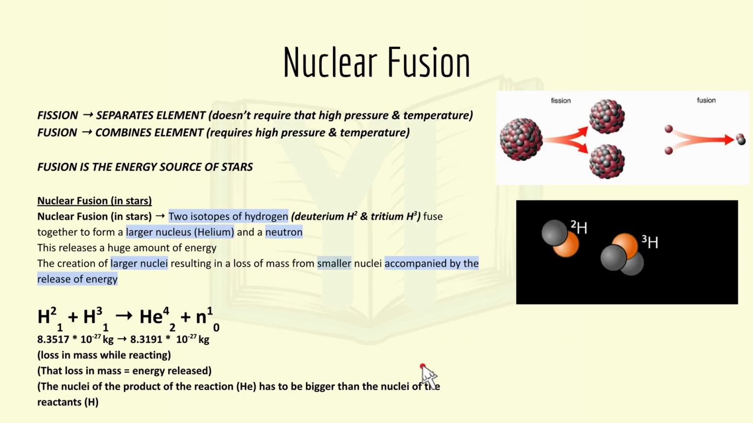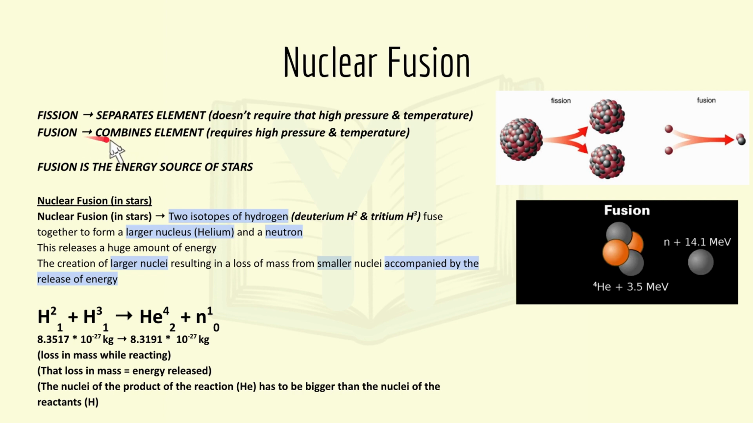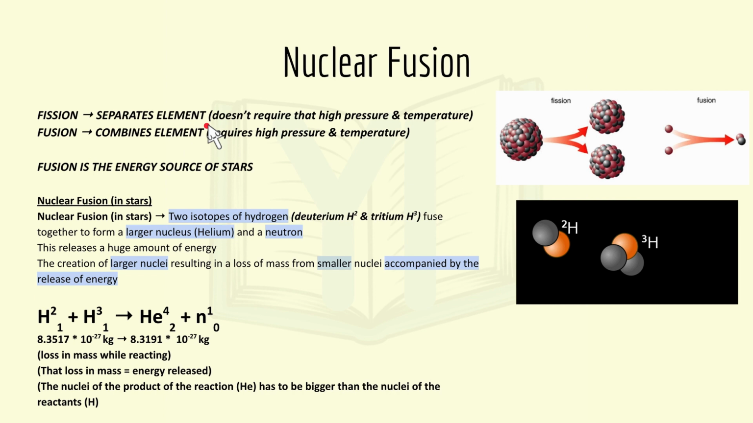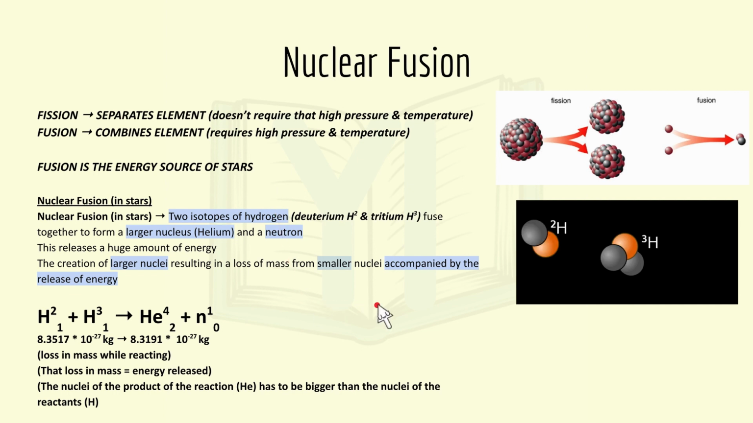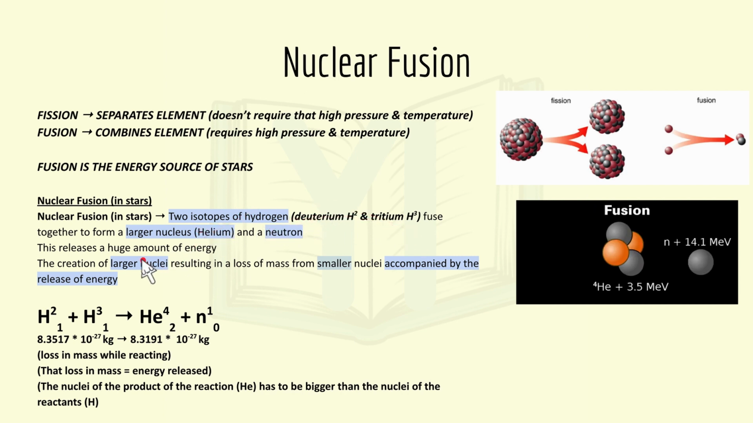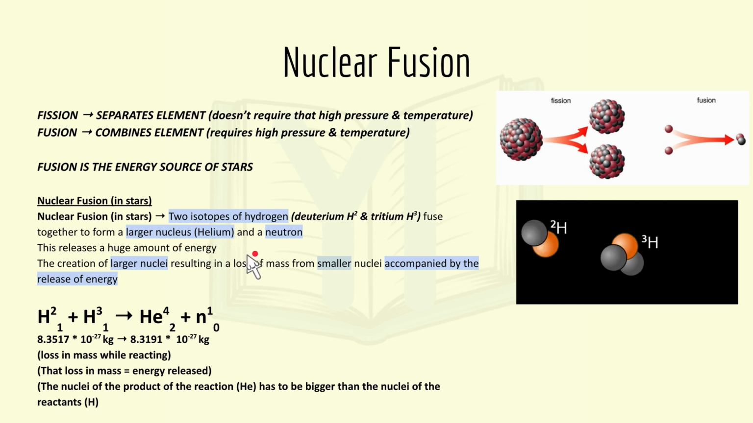Then lastly, we have nuclear fusion. So fission is separating and fusion is combining. And fission doesn't require high pressure and temperature, but fusion does, because fusion is the energy source of stars. And nuclear fusion in stars is when 2 isotopes of hydrogen, which are these, are fused together to form a larger nucleus, helium, and a neutron.